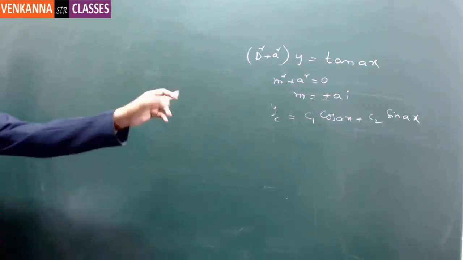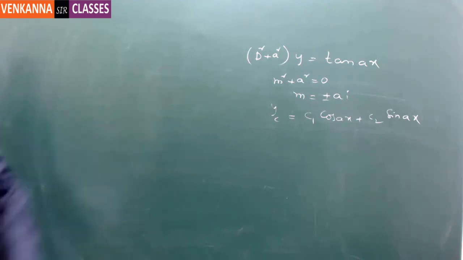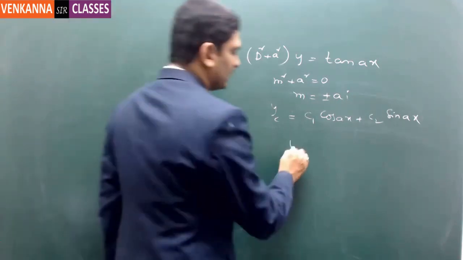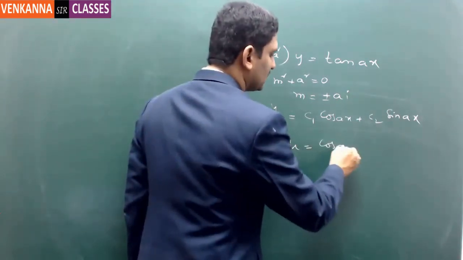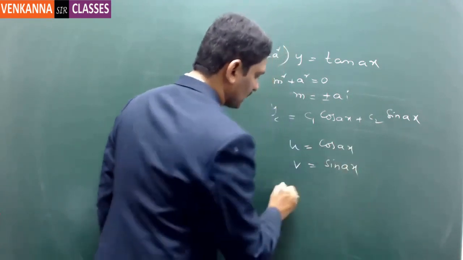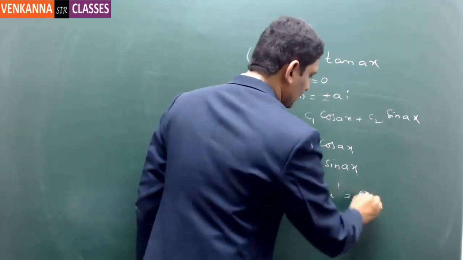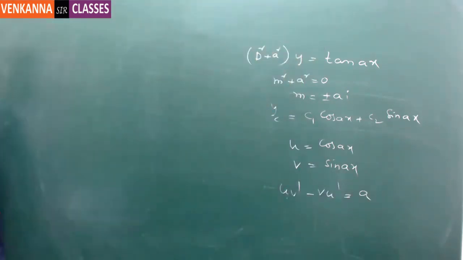You can take the functions in any manner. First one is u, second one is v, or any other manner. So you take u is equal to cos ax and v is equal to sin ax. If you consider uv dash minus vu dash, it will be a. Please check on that.